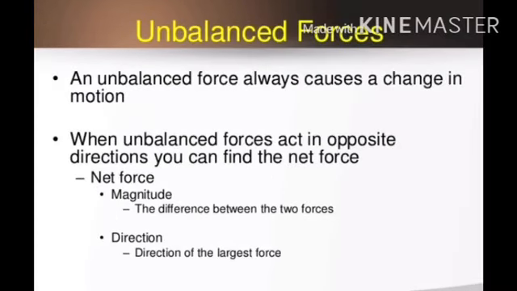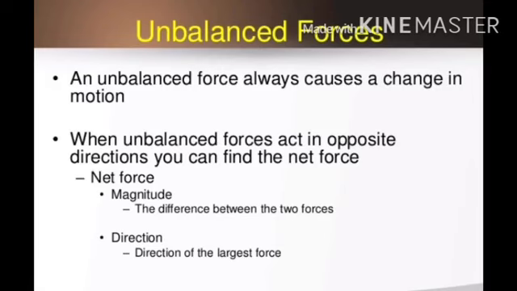Now unbalanced force. An unbalanced force always causes a change in motion. When unbalanced forces act in opposite directions, you can find the net force. Net force magnitude is the difference between the two forces, in the direction of the largest force. It means when the resultant of all forces acting on a body is not zero, the forces are unbalanced forces.